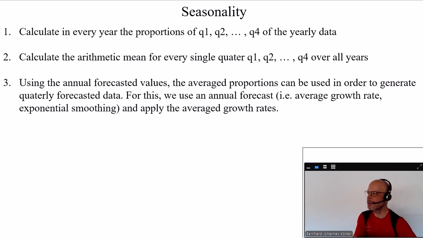Then, as I already said, the third quarter is larger than the fourth quarter. Then I will see that the proportion of the third quarter will always be larger than the proportion of the fourth quarter. And what I then again do, well, forecasting is quite often just averaging. Then I average over time, now over the years, every proportion. Then I use some method for a yearly forecast, which is in my eyes reasonable. This can be moving average, this can be average growth rate, exponential smoothing, whatever.